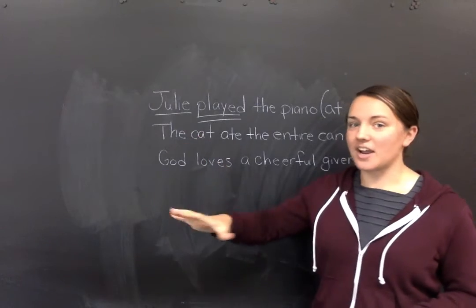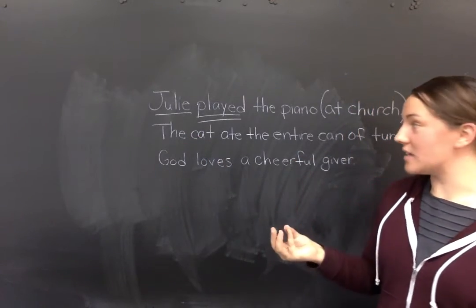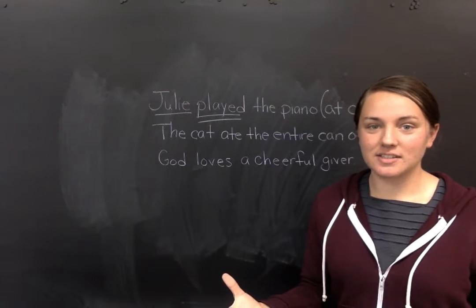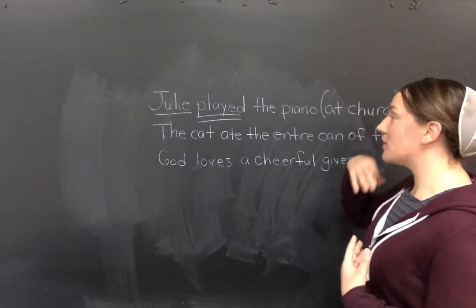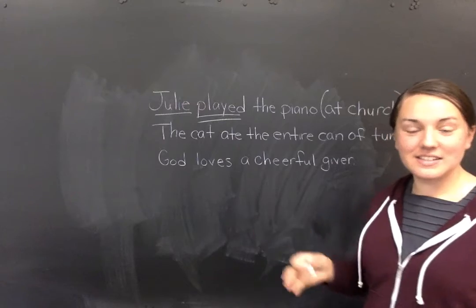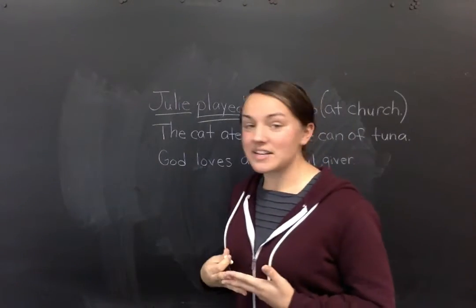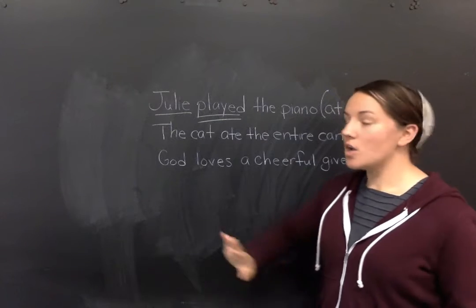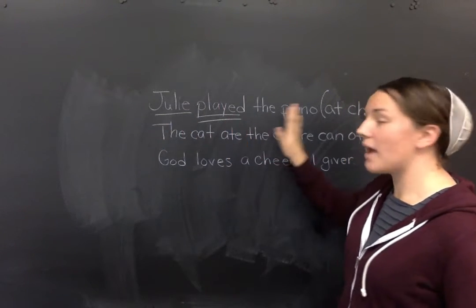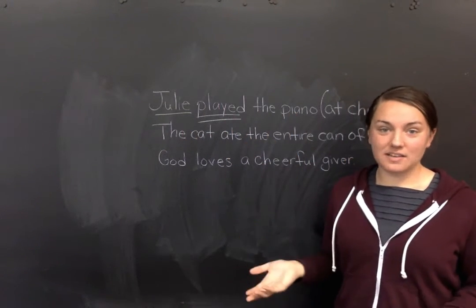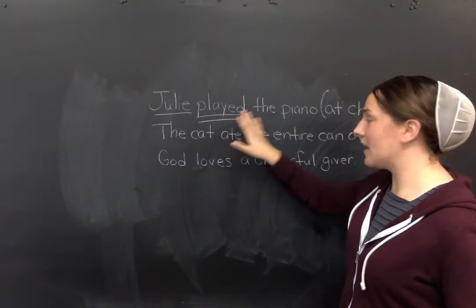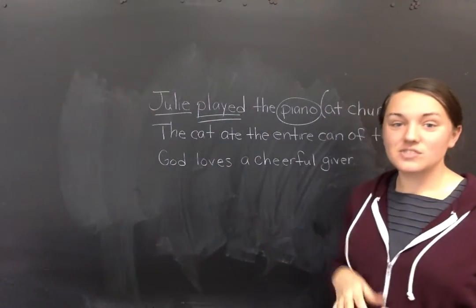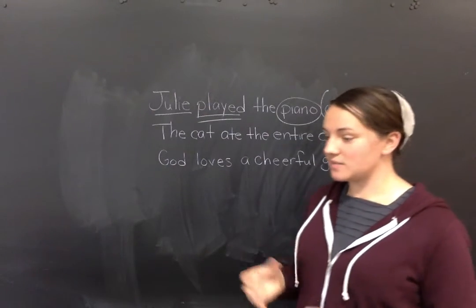The next step, the fourth step for finding our direct object, is to read the subject and the verb together and ask who or what. So Julie played who or what? She played the piano, right? Yes. So that is our direct object. Now, to make sure that we found the correct word, read your subject, verb, and direct object together and see if it sounds okay. Julie played the piano. Does that sound okay? Yes. So piano is our direct object.